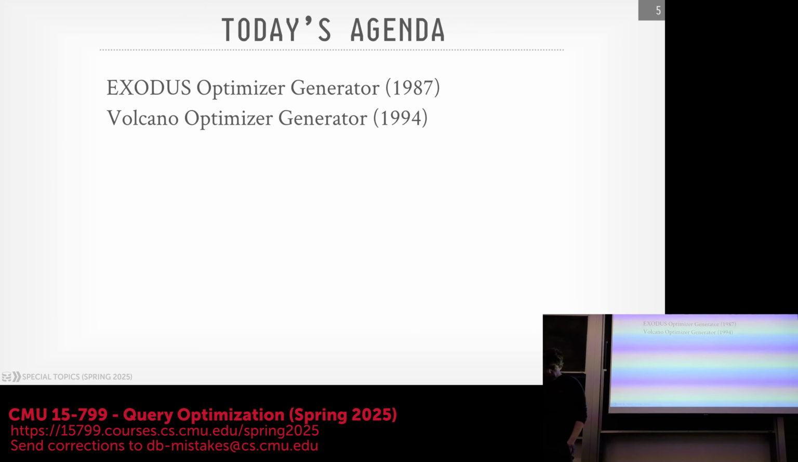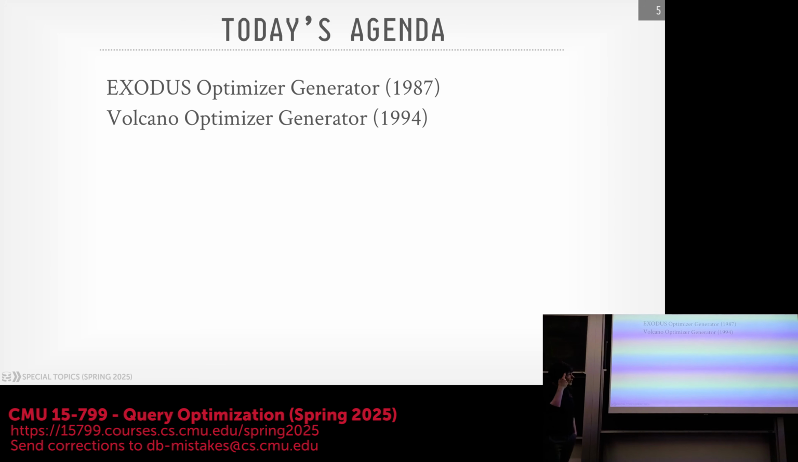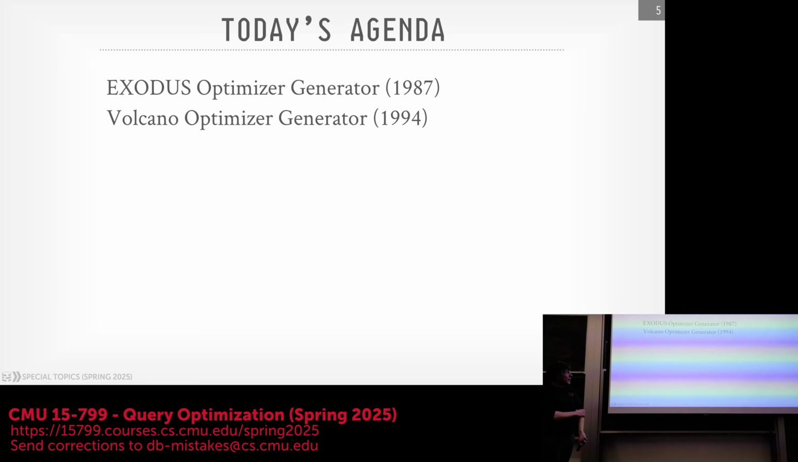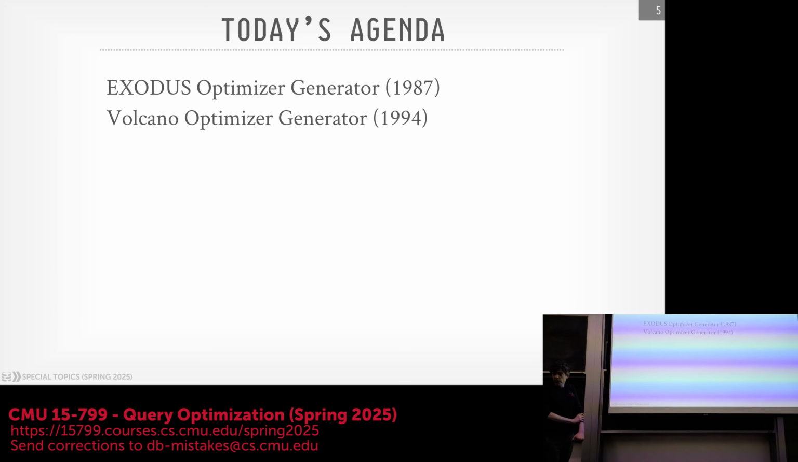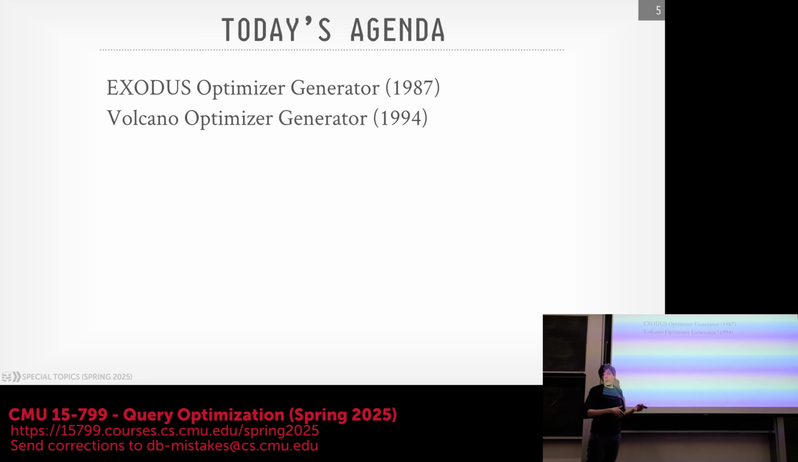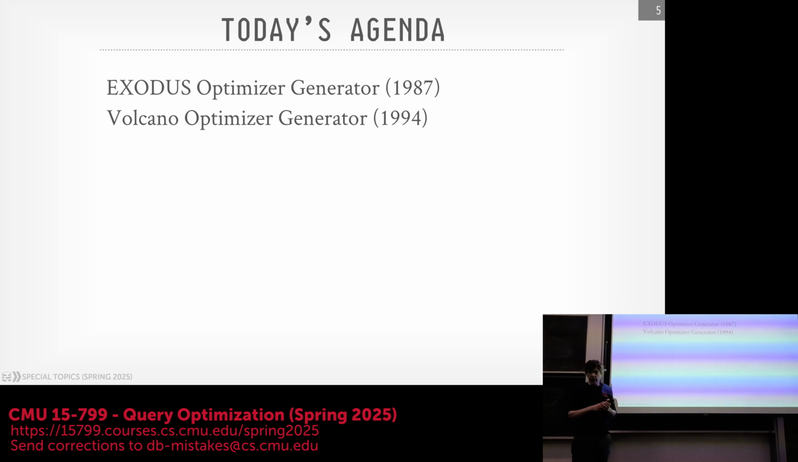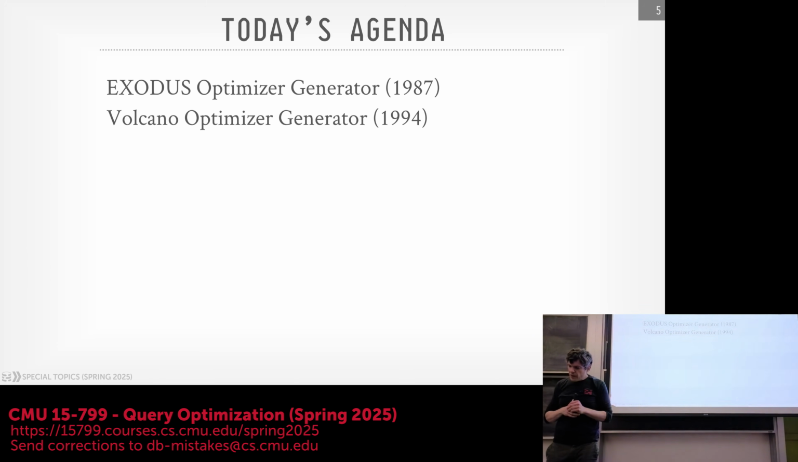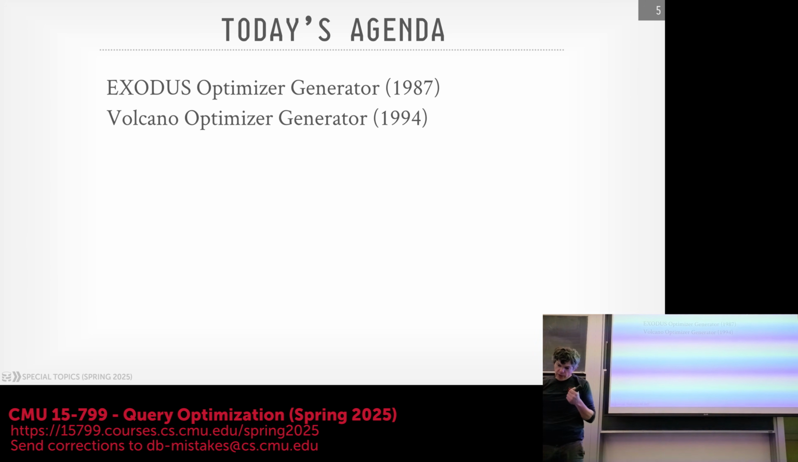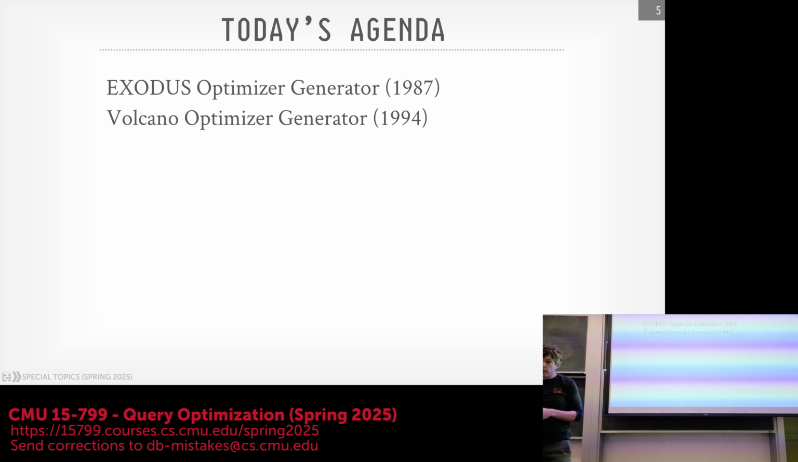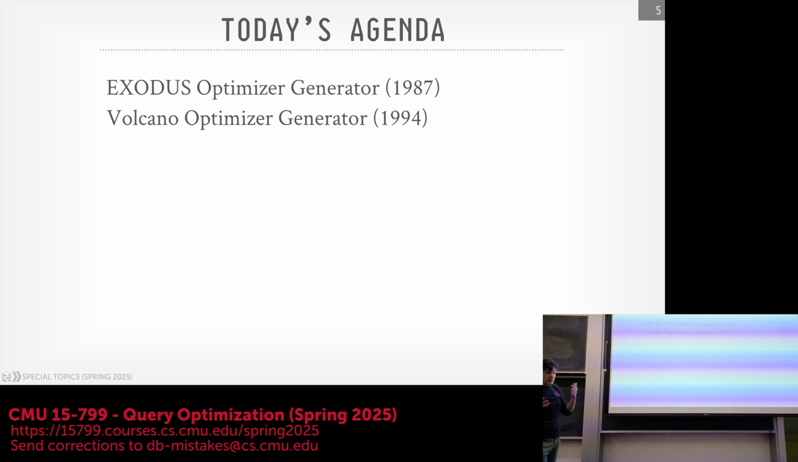All right, so we're going to talk about Exodus first, because a lot of the core ideas will be carried over into Volcano. But I love that Volcano paper you guys read because they talk about all the mistakes they made in their own previous system, as well as comparing and contrasting with another system like IBM. And to me, of all the papers that this guy Goetz Graefe has written on his three query optimizers, Exodus, Volcano, and Cascades, the best one that he wrote is the Volcano one. Because again, it's like the System R one.